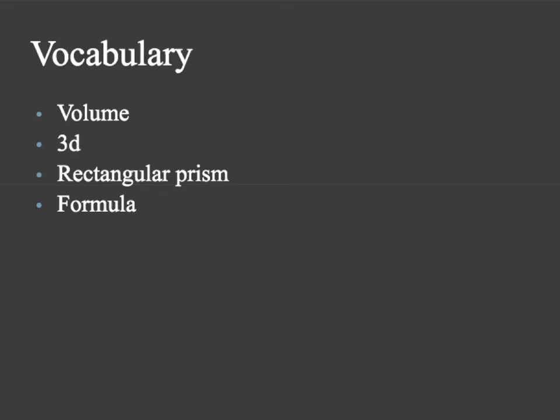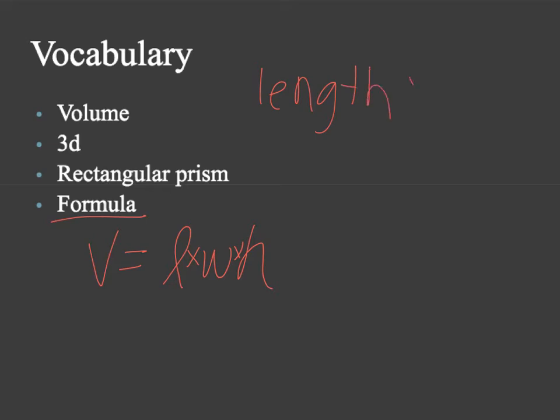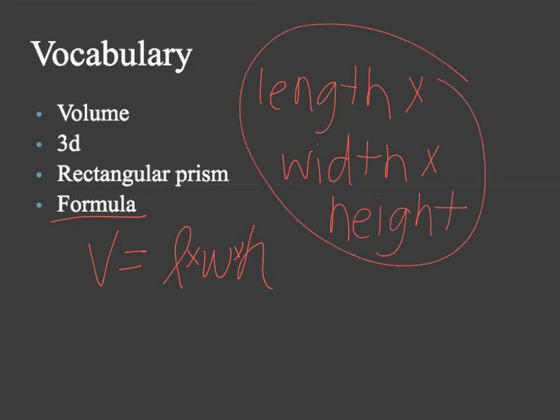So this is going to be important for you to write down if you don't have it already written down in your math notebook somewhere. But the formula for volume equals length times width times height. Okay, so length times width times height. And that is our formula for volume. This is a formula that we're going to be using all throughout the rest of this unit now.